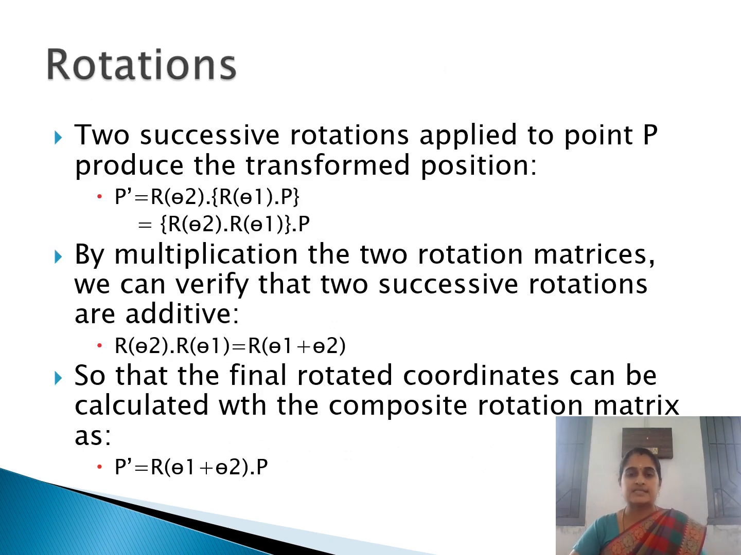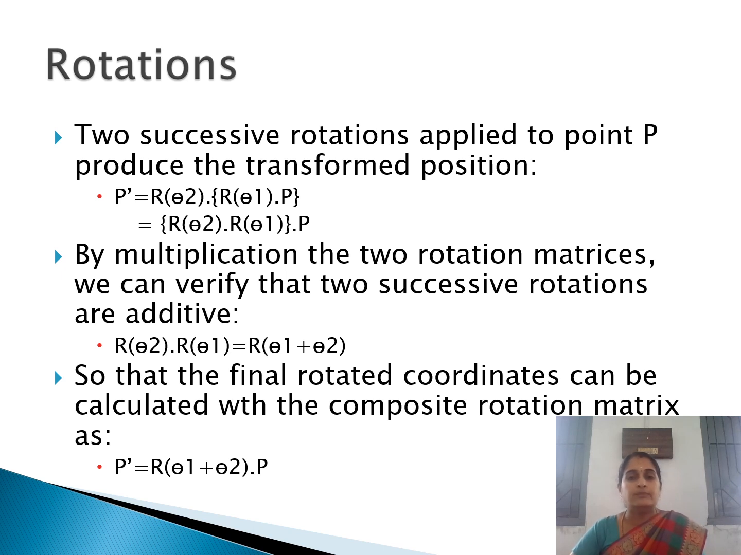Like two successive translations, now we are going to see two successive rotations, that is rotating an object two times from the point P to produce the new transformed position P dash by applying two angles theta 1 and theta 2. Likewise, the equation is evaluated from right to left. The original point P is rotated by R of theta 1 and again rotated by R of theta 2 to produce the final transformed position P dash.